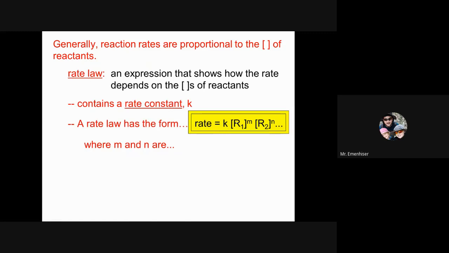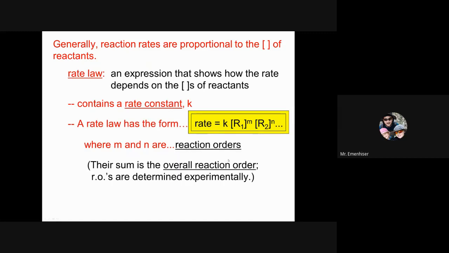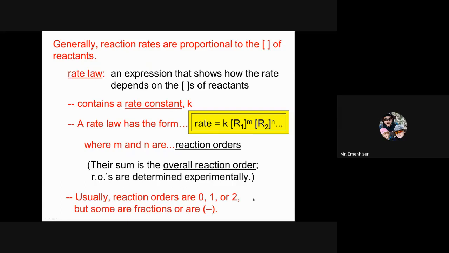All right. And then it's going to be multiplied by the first reactant raised to some power, the order for that reactant, times R2, concentration of R2, raised to some order for that reactant. M and N are called reaction orders. Their sum is called the overall reaction order. And these reaction orders are determined experimentally. We have to measure the rates of the reaction under different circumstances and then determine what those orders are. Usually we have 0 order reaction, first order reaction, or second order reaction. Sometimes they can be fractions, so don't flip out if you see one as a fraction.